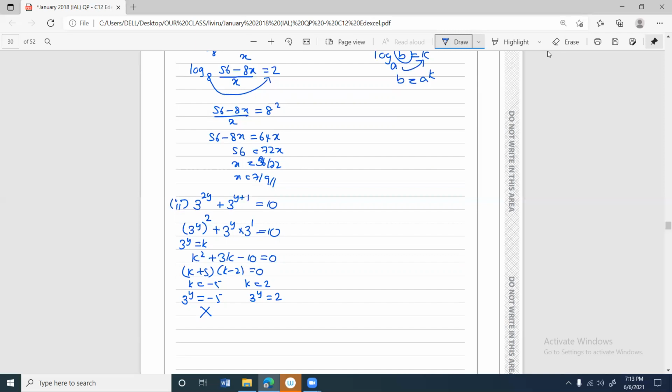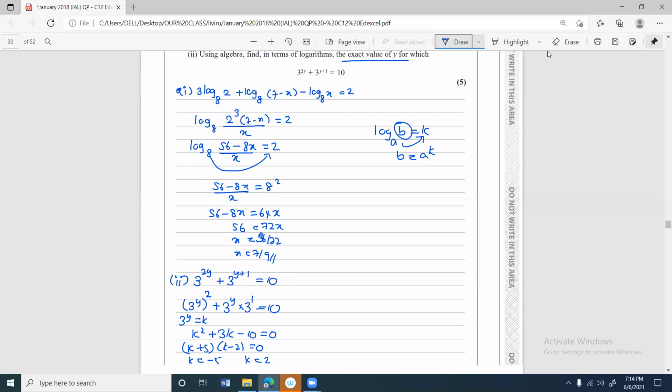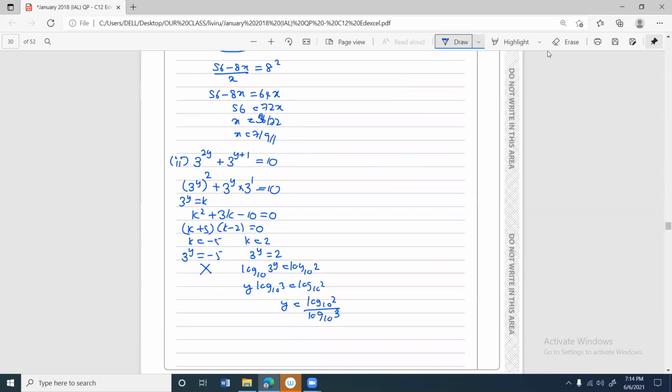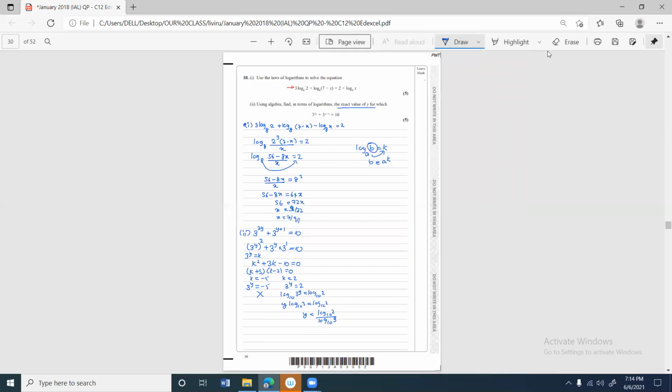Now, a variable power. For a variable power, you use the logarithm. Log 10 of 3 to the power y equals log 10 of 2. Then you can say y times log 10 of 3 equals log 10 of 2. So with this you can say y equals log 10 of 2 divided by log 10 of 3. No need of simplifying, because they specifically mention find the exact value of y. If you simplify, it comes up as a decimal answer, so no need of doing that. So that would be the final answer for this question.